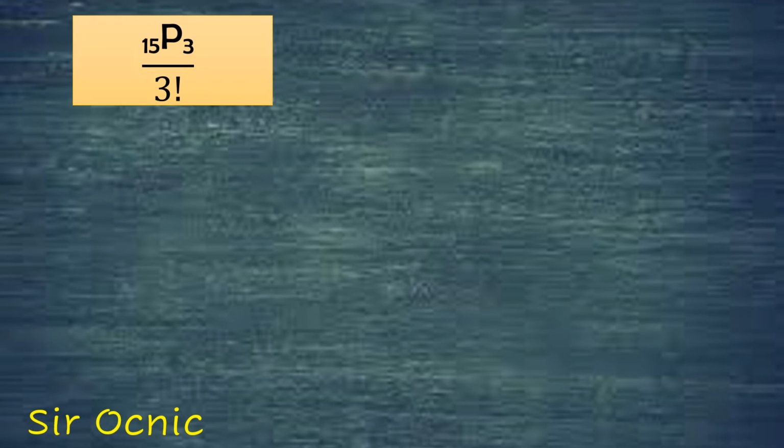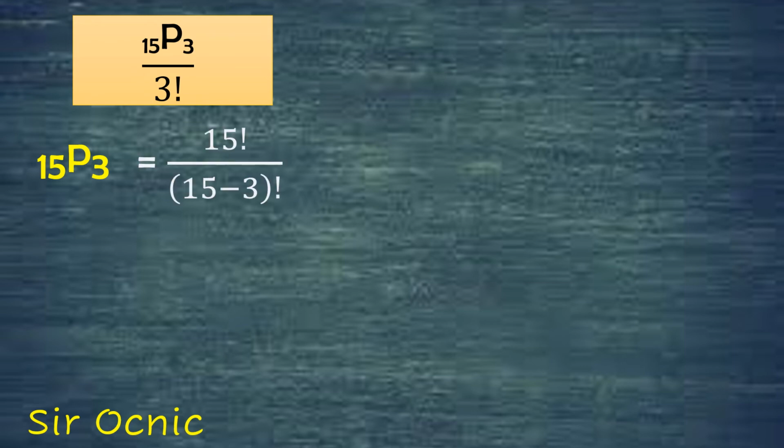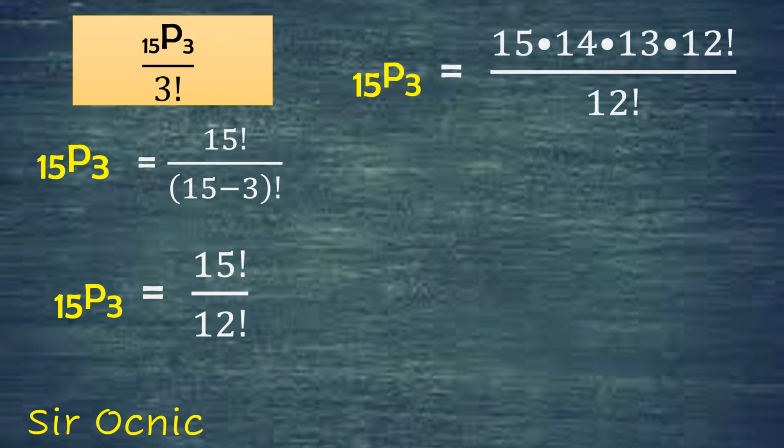Permutation of 15 taken 3 at a time divided by 3 factorial. Let us first solve for permutation of 15 taken 3 at a time. That is equal to 15 factorial all over 15 minus 3 factorial, which is equal to 15 factorial all over 12 factorial. Expanding the numerator, we will have 15 times 14 times 13 times 12 factorial all over 12 factorial. Cancelling the common factor, which is 12 factorial, we will have 15 times 14 times 13, which is equal to 2,730.